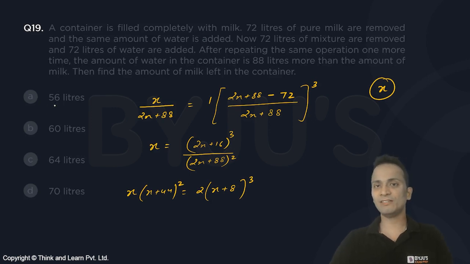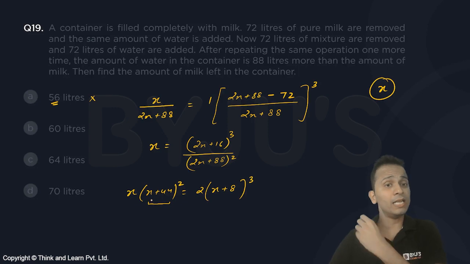Now, again, I'll use some clever techniques to shortlist the values of x. So if x is 56, then this part will be 56 plus 44, that is 100. This part will be 100 square, right? If I look at the right hand side, it will be 56 plus 8, that is 64, 64 cube. So in the left hand side, the value is a multiple of 100. In the right hand side, it is not a multiple of 100, not even a multiple of 5. So I can reject 56 among the options.